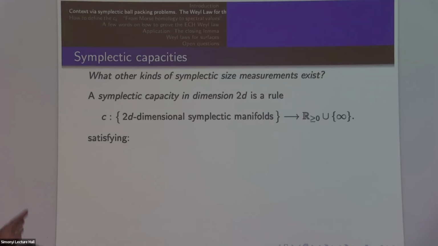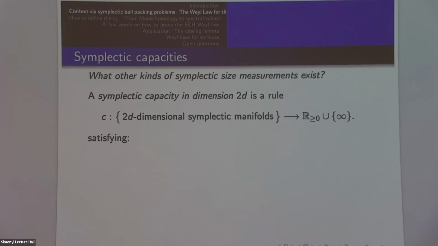Well, okay, so in general, it's helpful to think in terms of the following axiomatic framework. So what would it mean to have a good symplectic size measurement? Well, I should fix a dimension. And as I say, for the most part in this talk, we're really going to be interested in the case d = 2, i.e. dimension 4. But you know, we can do this in any dimension.